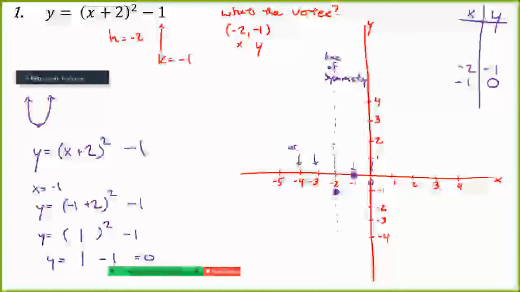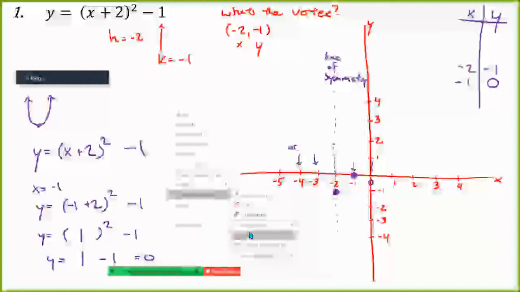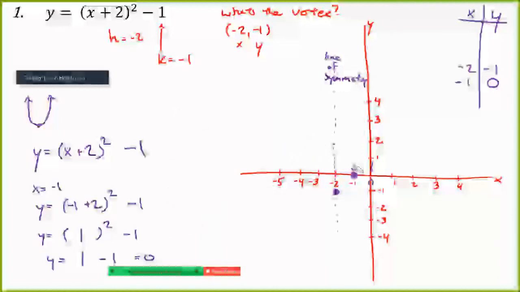I'm going to stop there for a second. Any questions or concerns about what I just did, finding that second point? Please. Do we all feel comfortable with it so far?